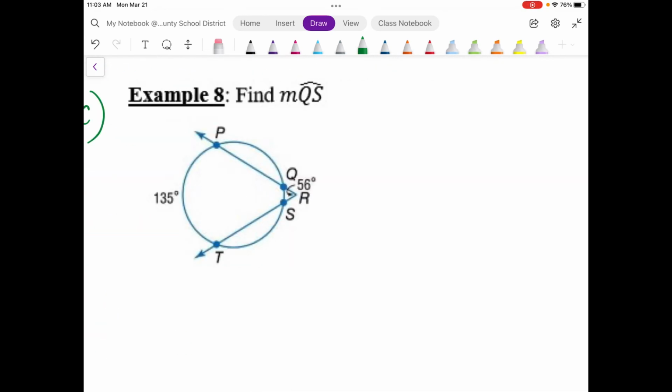Okay, let's do it again. Go ahead and pause the video. This is the exact same picture, just different numbers, for example, number 8. And when you have tried it, go ahead and keep playing. So in this case, we have the little angle on the outside, 56, is going to equal 1/2 the furthest angle away, 135, minus the closest angle, which happens to be what we are looking for, QS.